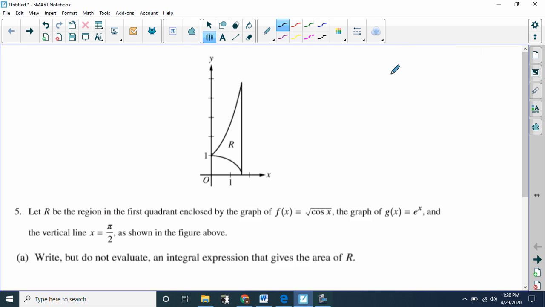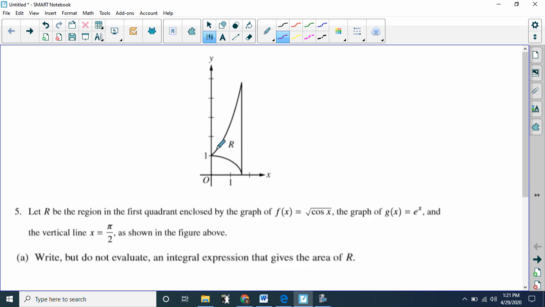The topic that was requested most was area between curves, disk method, shell method, cross-sectional area type problems. So let's take a look at some of these. This one here is from a practice exam.